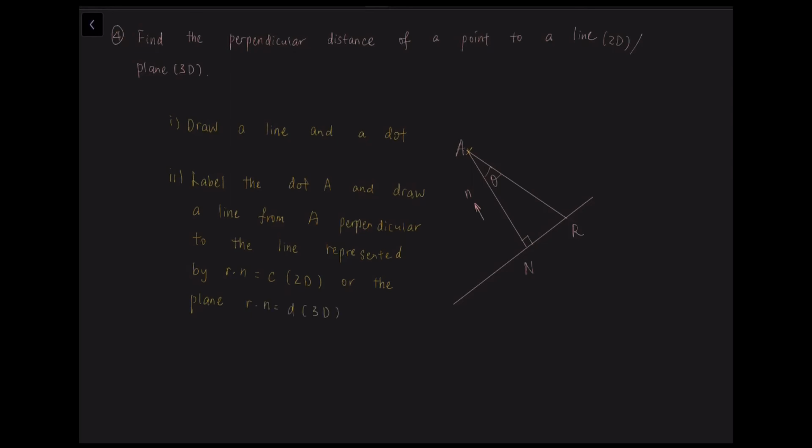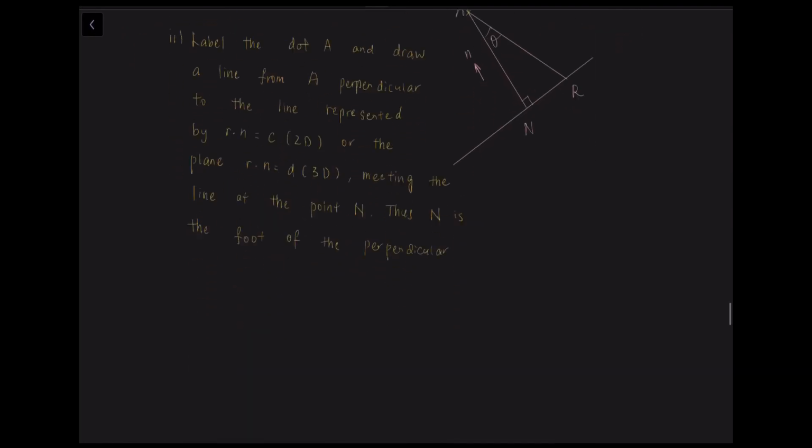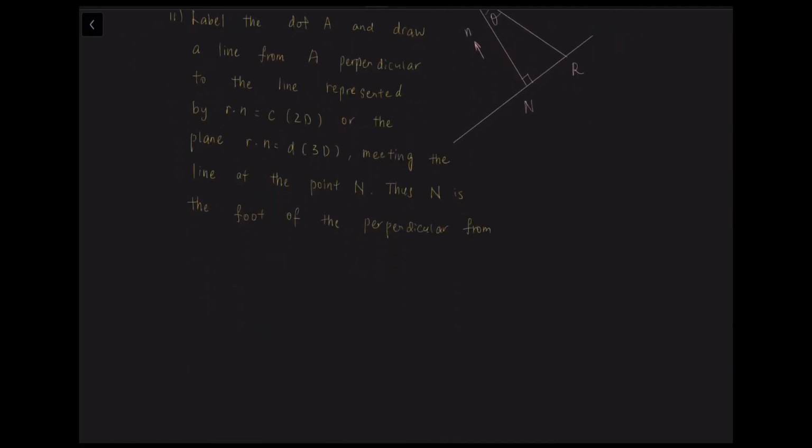And then the line will meet at point N. Okay, so we name N as the foot of the perpendicular from A to the line representing r dot n equals c, or r dot n equals d. And you want to find the perpendicular distance. So the required distance is the modulus of NA or AN. And you want to draw another line from A to an arbitrary point R, which lies on the line or the plane.